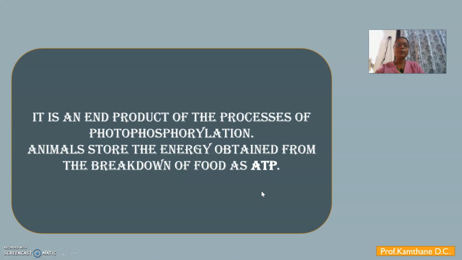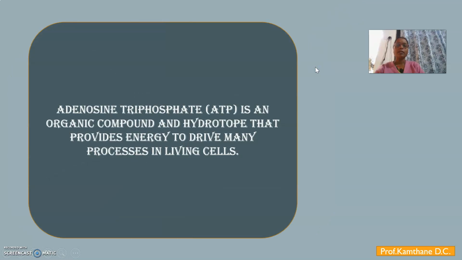It is an end product of the process of photophosphorylation. Animals store the energy obtained from the breakdown of food as ATP. Adenosine triphosphate is an organic compound that provides energy to drive many processes in living cells.